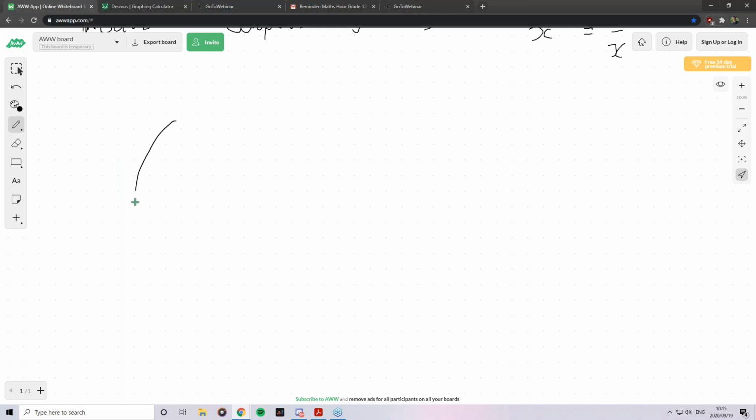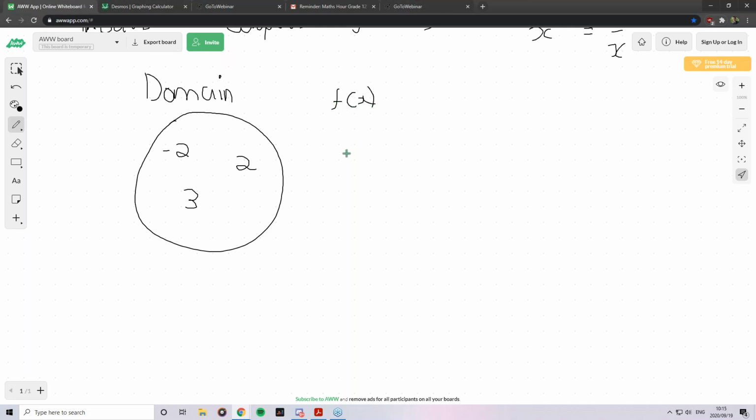Let's say I have a little bubble here, and this is my domain. So these are all the numbers that are the inputs for my function. So let's say -2 to 3. And then we have our little function f of x, and let's say our function is x squared. Now, we take this number, we plug it into the function, and what we get is another little bubble. And this will be our range.